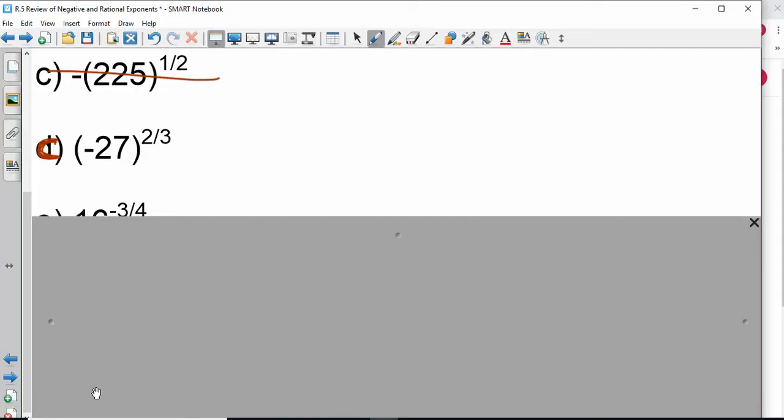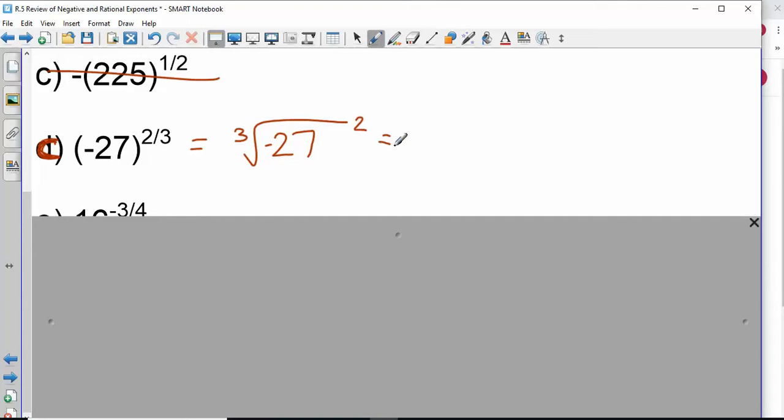This time, will the negative go under the radical? Yes, because it's inside the parentheses. Exponents touch what's directly in front of it. Directly in front of my 2/3 is the parentheses. So everything in that parenthesis goes under my radical. Okay, what number goes out here? The 3, and then my square can go outside.